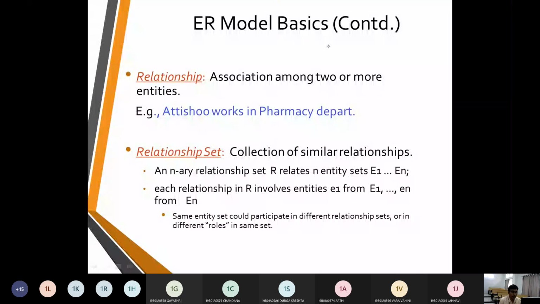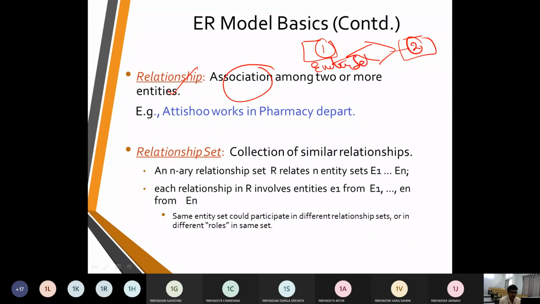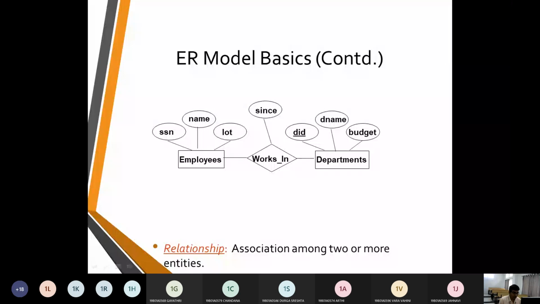Now, there is one entity set, and there is another entity set. Now, we need to establish a relationship between set 1 and set 2. So, how can I establish a relationship between set 1 and set 2? That is where we call it a relation. That relation is associated between one entity set and another entity set. We talked about this in our earlier class.